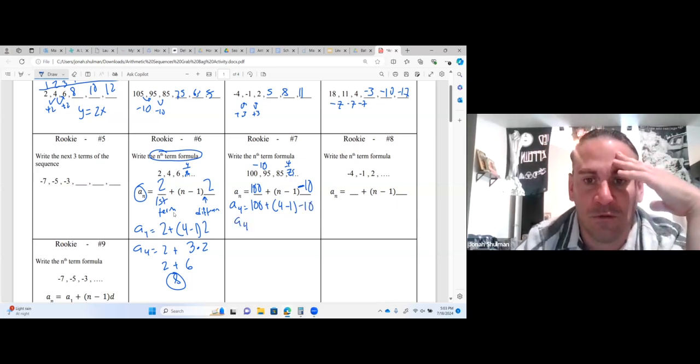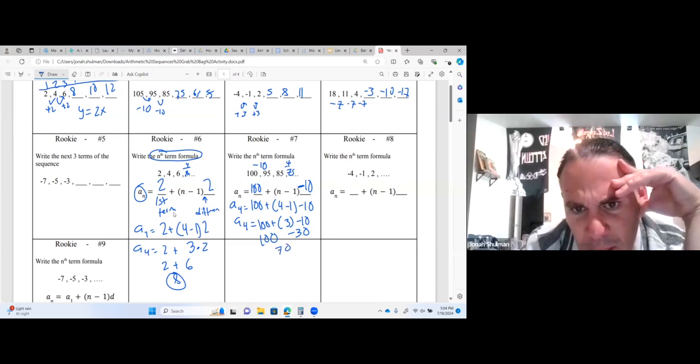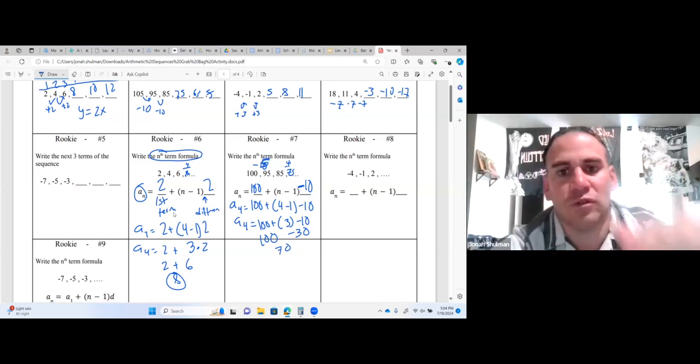So here we go. A to the fourth equals 100. 4 minus 1 is 3 times a negative 10. Negative 10 is negative 30. 100 plus a negative 30 is 70. We wanted 75 though. 100, oh, it's minus 5. Minus 10. Oh, so this one's off.